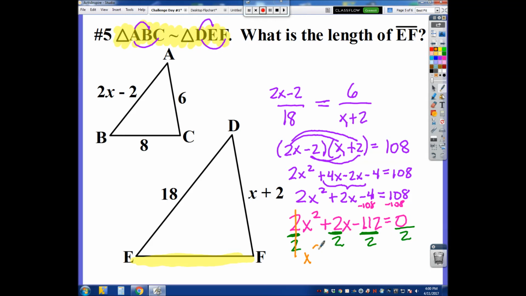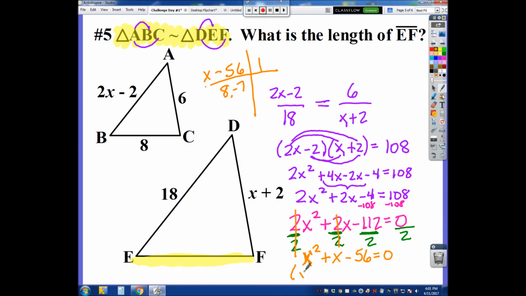So this will really turn into just x squared plus 1x, or plus x, minus 56, which is 112 divided by 2, still equals 0. And now this is one of our easier factoring problems, because if we just had a 1 in front of the x squared, then we're trying to find two numbers that multiply to be negative 56 and add to be 1. Well, this makes the problem easier. Instead of trying to find two numbers that multiply to be negative 224, I can see easily on this one that the numbers are going to be 8 and negative 7. They multiply to be negative 56 and add to be positive 1.